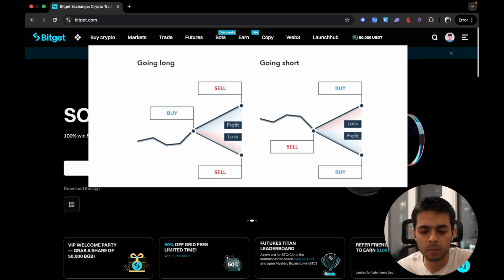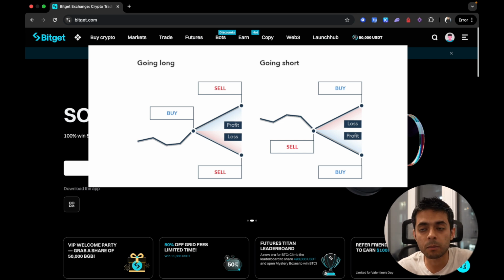And by long, it means that whenever you predict that a certain commodity or a cryptocurrency's price would go up based on your prediction or analysis, you long a currency, and if it goes up, you make the money according to the leverage you take. But if you short a cryptocurrency, that means that you predict that the cryptocurrency is going to come down and you will make money. But if it happens otherwise, you will lose money depending on where your liquidation price is.